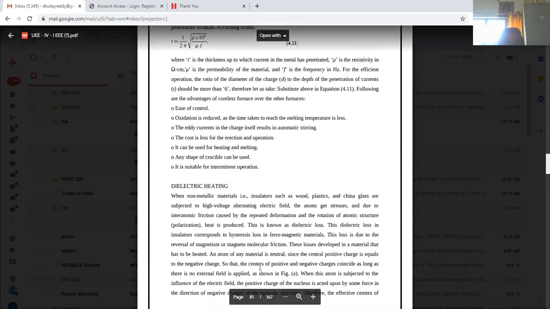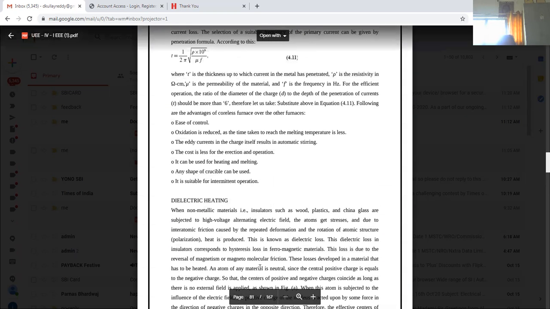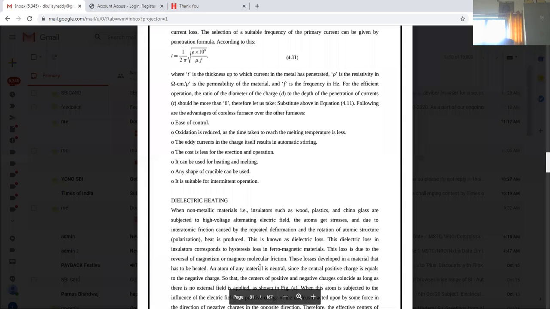In today's class we discussed different types of heating methods: resistance heating, direct resistance heating, indirect resistance heating, direct arc heating, indirect arc heating, induction heating, direct induction heating, indirect induction heating, and one more type, dielectric heating. These are the different types of heating methods, with different applications.